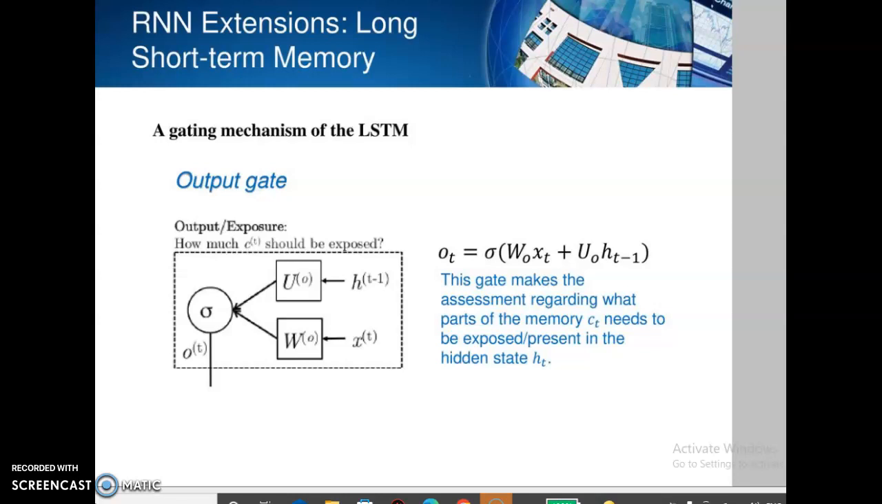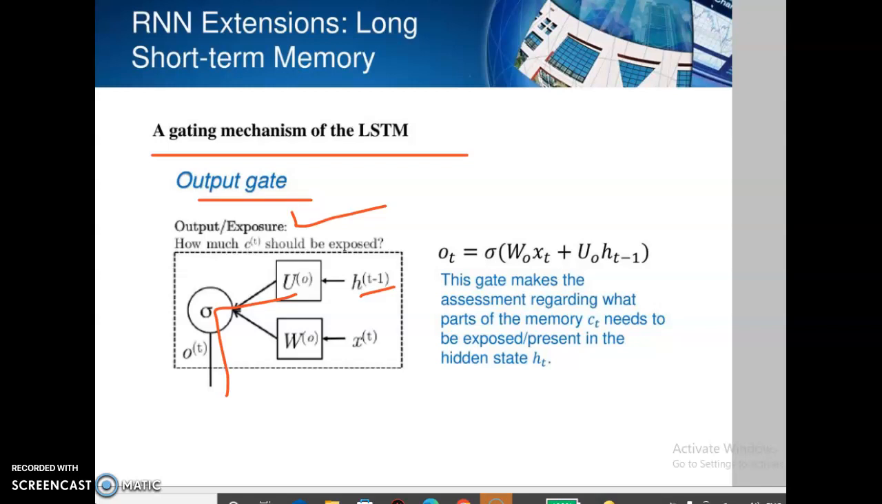RNN extensions: long short-term memory, LSTM. A gating mechanism of the LSTM: the output gate. Output exposure: how much of C_t should be exposed. o_t equals sigma of W_o times h_(t-1) and x_t, or o_t equals sigma of W_o x_t plus U_o h_(t-1).